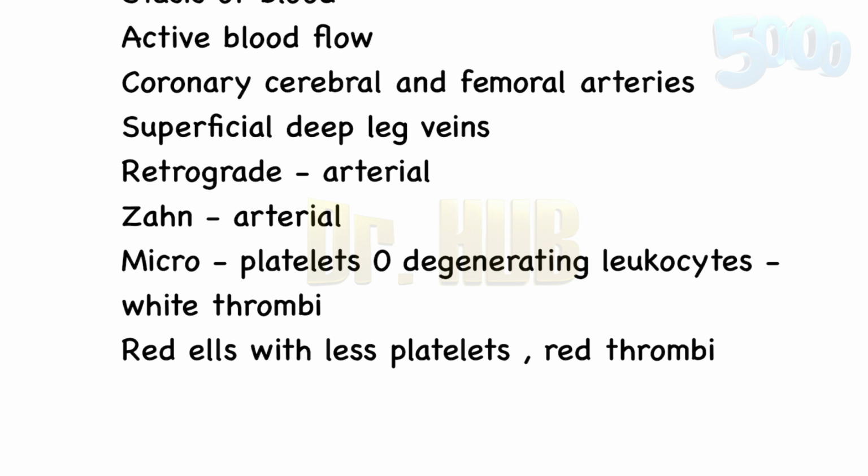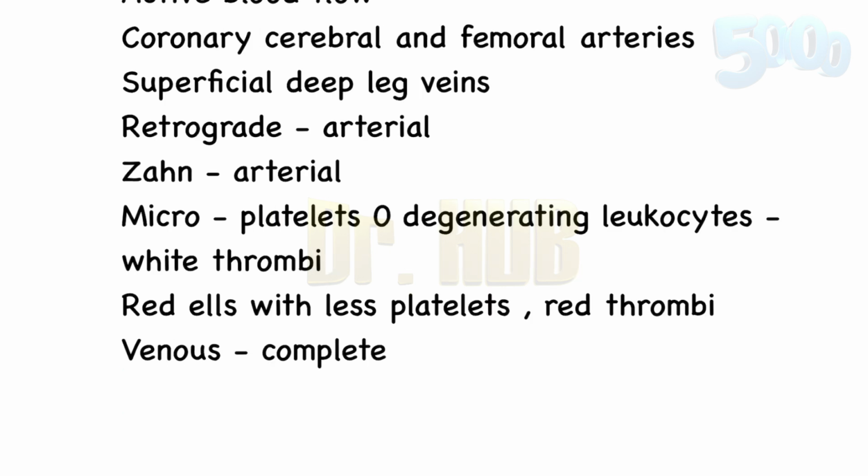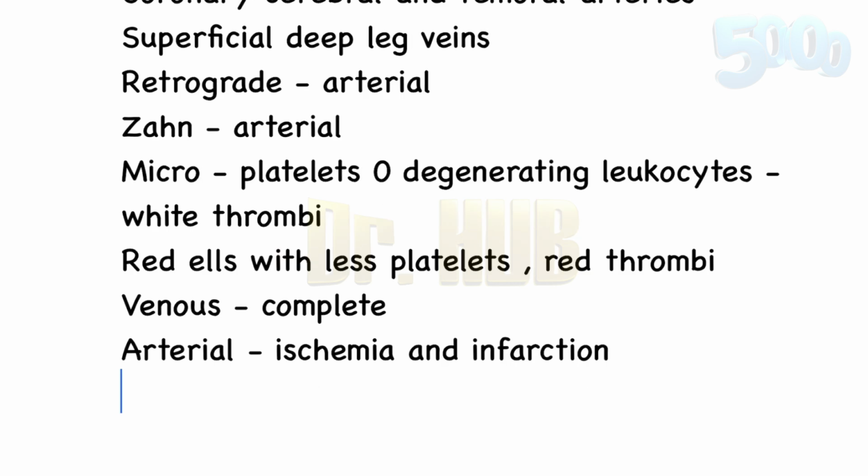Now for occlusion, in arterial there is an incomplete lumen occlusion, whereas in venous there will be a complete occlusion. Now, what are the complications? In case of arterial, this leads to ischemia and also infarction. In venous thrombi, there can be embolism, edema, as well as ulceration.